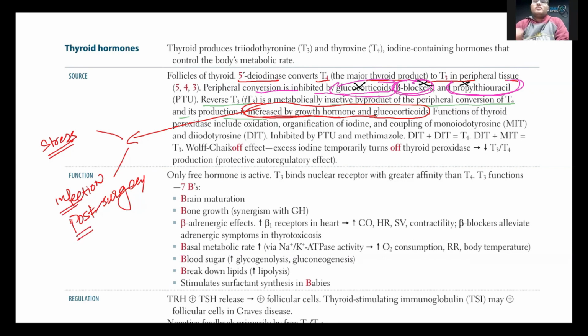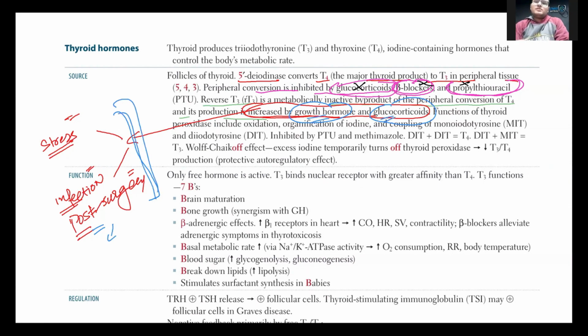Infection, stress, post-surgery. So you have seen that when there is a stress, when there is an infection, when there is a post-surgical condition, post-inflammatory condition, there are increased stress hormones. These stress hormones are growth hormone and glucocorticoid. So in these conditions, why is the logic that reverse T3 is increased? The reason is that there is increased growth hormone and increased glucocorticoid in these conditions.